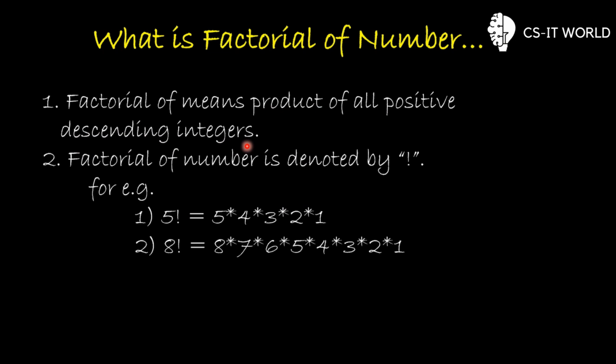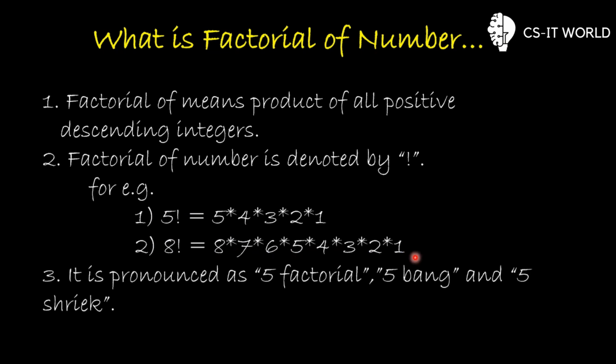So as you can see here, if we multiply these numbers, we will get factorial of 5. And in the second example, again same process, you will have to multiply the descending numbers up to 1, and then you will get the factorial of it. Now third point is it is pronounced as 5 factorial, 5 bang, and also pronounced as 5 shriek. So you can pronounce this as 5 factorial, 5 bang, and 5 shriek.